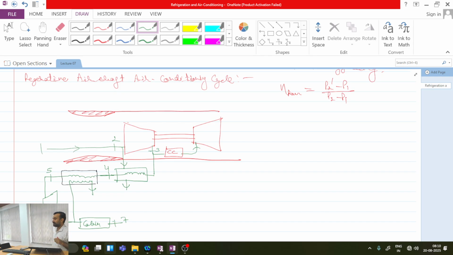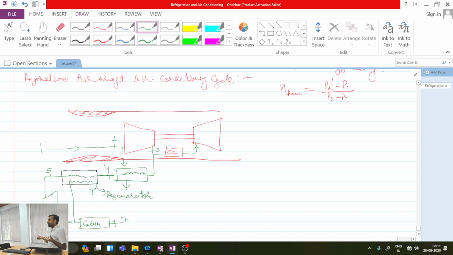So to avoid this limitation, what I have done is I have taken the air from the exit of the turbine. Exit of turbine means I have done the expansion process, so after the expansion process my temperature will be low. So temperature T6 will be significantly lesser in comparison to temperature T2. So that's why I have partly used this additional heat exchanger, which is typically called a regenerator.